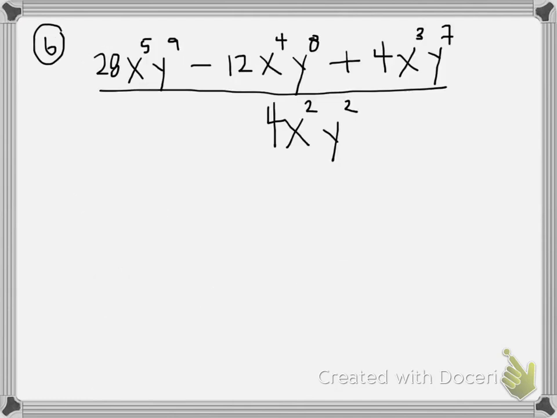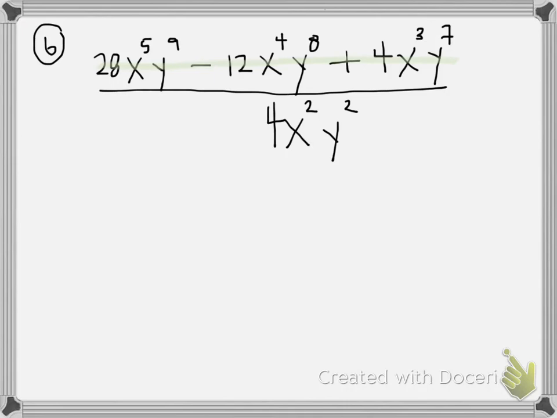Okay, let's do one more. So here we've got 28x to the 5th y to the 9th minus 12x to the 4th y to the 8th plus 4x cubed y to the 7th all over 4x squared y squared. So this is a trinomial, because it's 3 terms up there, divided by a monomial.